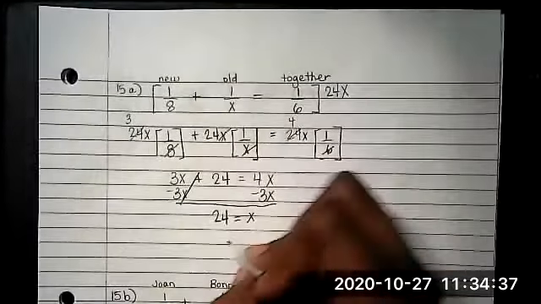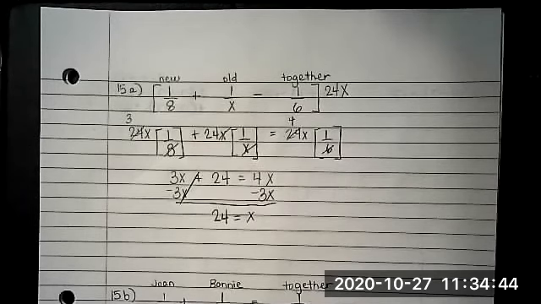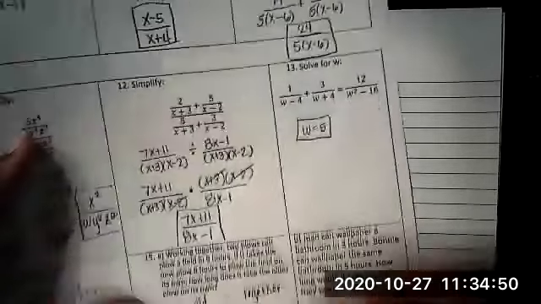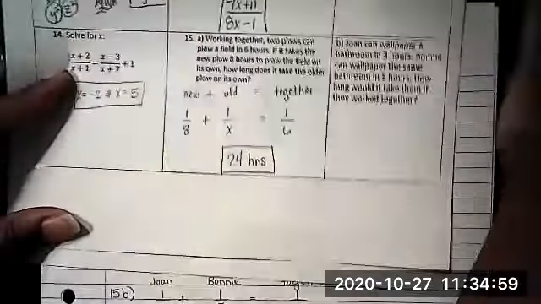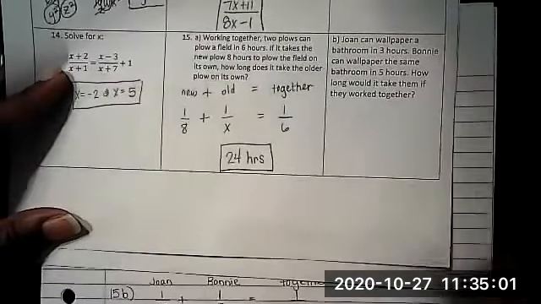Okay, you have basically it'll take 24 hours for... how long did it take the older plow? Okay, it'll take the older plow, looks like 24 hours. So your answer here is 24 hours. Okay. All right. So we got that for the older plow.